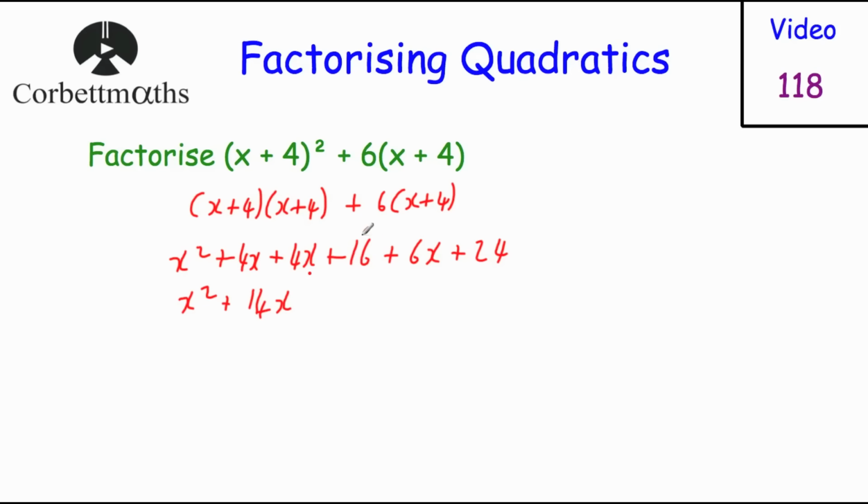And then in terms of our numbers, we had 16 plus 24, so that's going to be plus 40. And then if we factorize this, just like before, we do bracket, bracket, and put x's at the front of both of them. And we're looking for two numbers that will times together to be 40 and add together to be 14. Would that be 4 and 10? So plus 4 and plus 10.